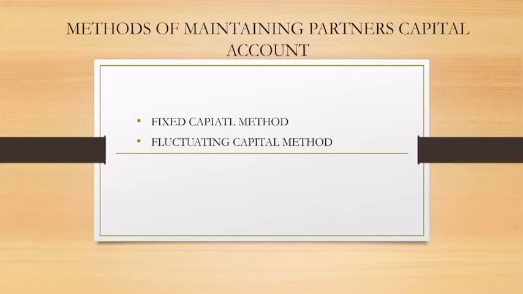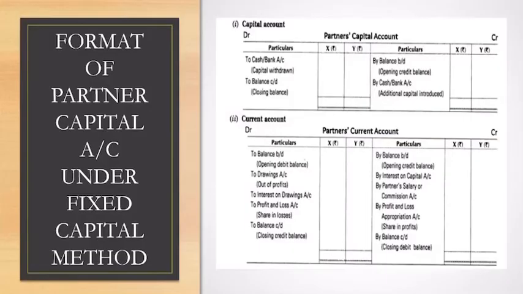Now let us understand the format of partner's capital account under fixed capital method. Here is the format of partner's capital account under the fixed capital method. So you people can clearly observe, we can find two different accounts. One is the partner's capital account and other one is the partner's current account. Here I have mentioned two amount columns so that you people can understand whenever you prepare the partner's current account and the capital account for two different partners, you can make use of the same format.